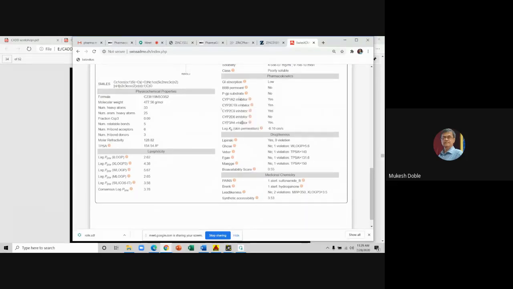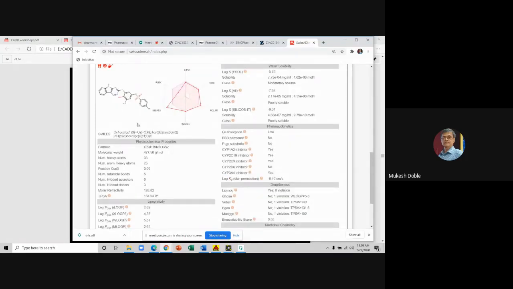So it gives a lot of information about cytochromes. Cytochromes are the oxidoreductases present in us, which degrade molecules. So let us look at the BBB penetration. No, it does not penetrate BBB, not bad. Molecular weight is 477. So if we add more atoms to it, molecular weight may go to 500. And as per Lipinski's rule, above 500, that's not good.